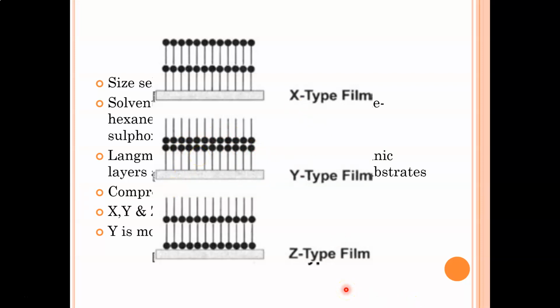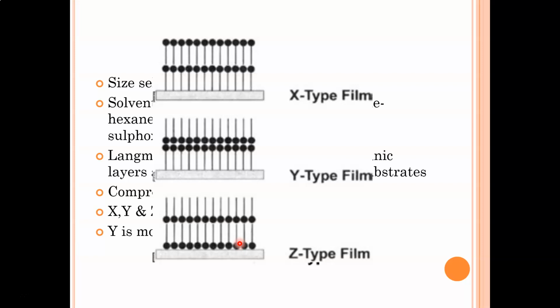While the Z-type film is exactly the reverse of the X-type film, wherein the hydrophilic ends are facing the slide and the hydrophobic ends are facing away, and then a similar monolayer is going to be overlaid over it. Obviously, you will have to have something in between such that the hydrophilic end can face the hydrophobic end of the first monolayer. But as I said, X and Z films are too difficult to make because you will have to have some kind of coating material to make it possible. But Y-type films are very natural and easy to synthesize.